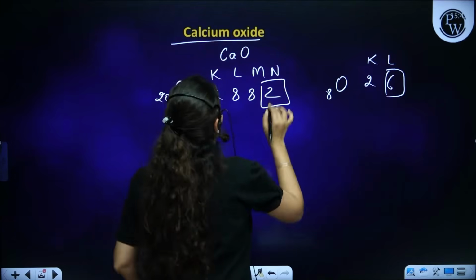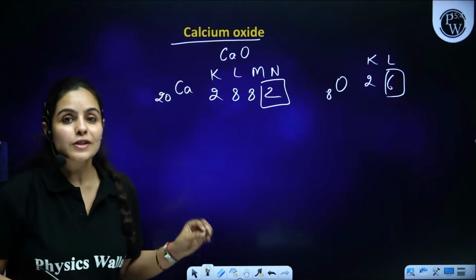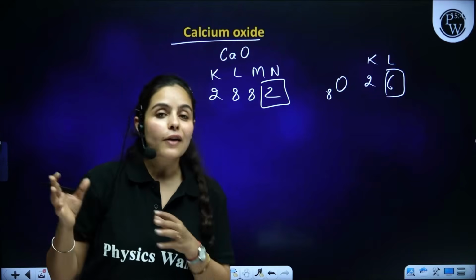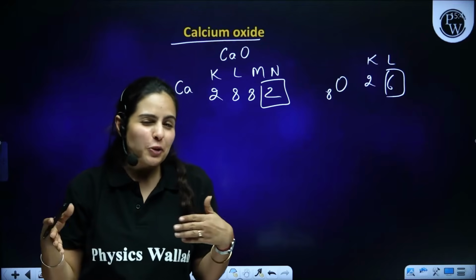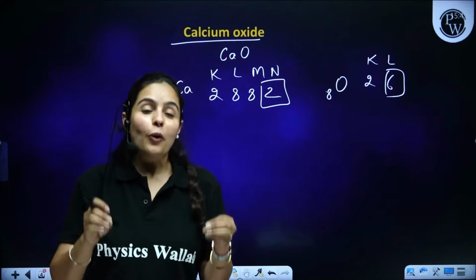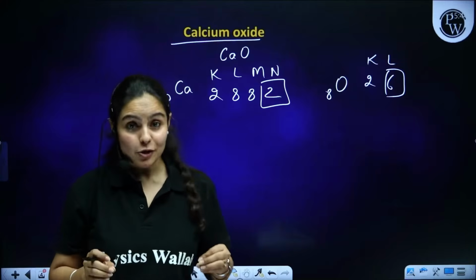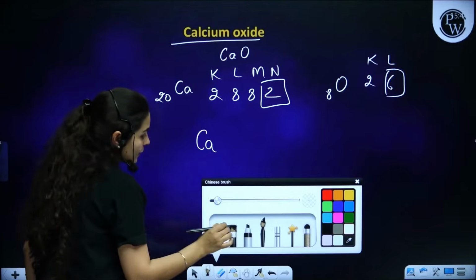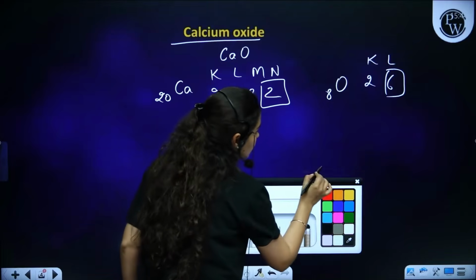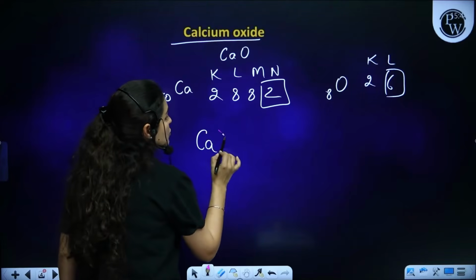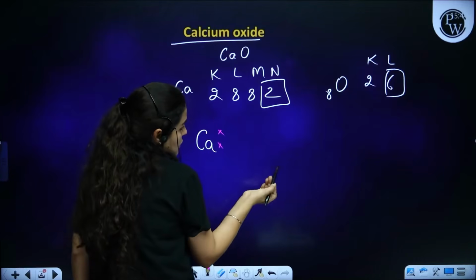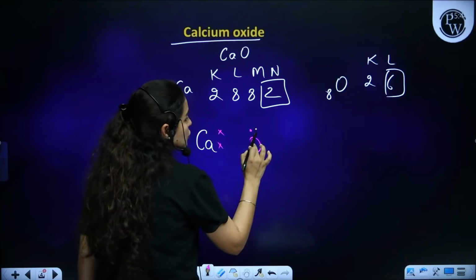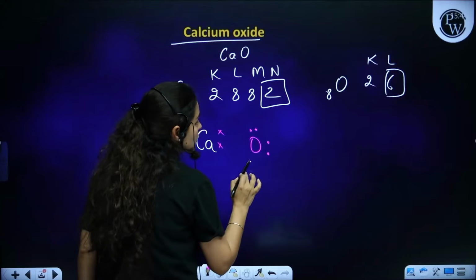Now the best part about electron dot structures is that you have to only pick the valence electrons. Other electrons have no work in this. Only valence electrons come into the picture. So while drawing an electron dot structure, another piece of advice I would like to give you guys: please use dots and crosses for different elements. If you're using a cross for this, then try to use a dot for the other one.